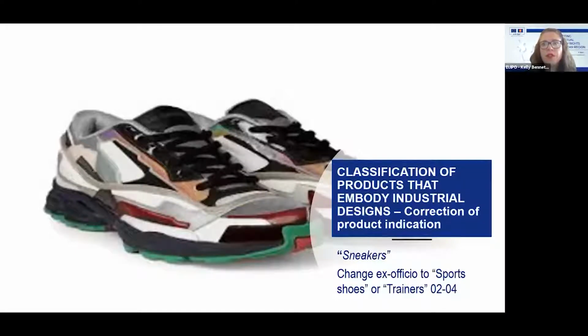So, for instance, with the example on the screen, if the applicant had chosen the term sneakers to indicate the product in which the design will be incorporated, the examiner would change this indication to sports shoes or trainers, or an equivalent term that is available and already translated in design class.